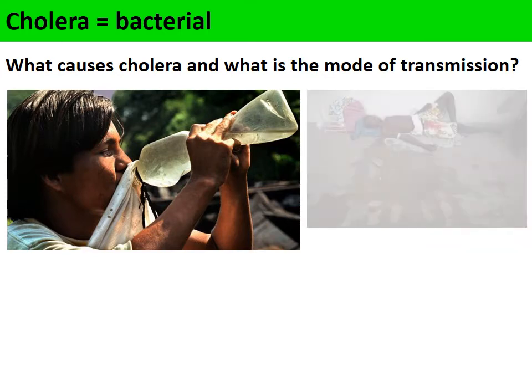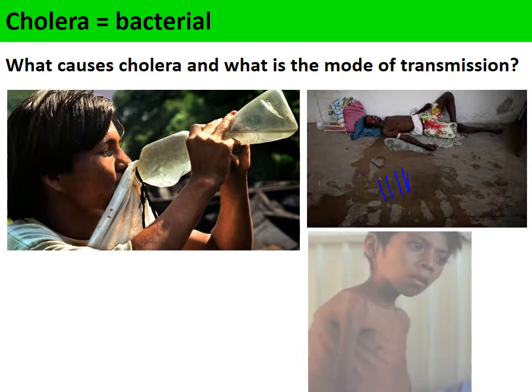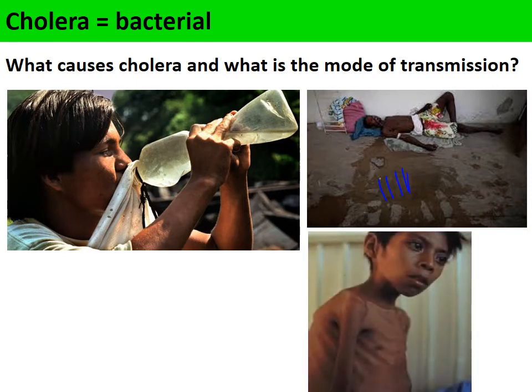And this toxin results in very, very watery diarrhea. So people with cholera tend to die of dehydration because of this very watery diarrhea. And obviously it does result in very rapid weight loss and very rapid dehydration, which is what kills the infected person.